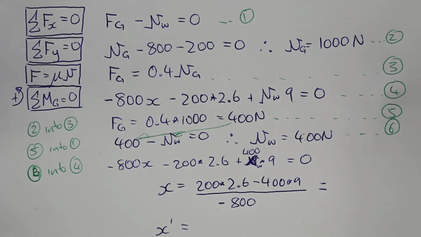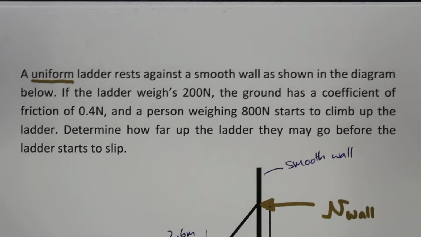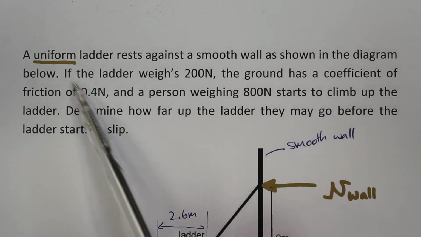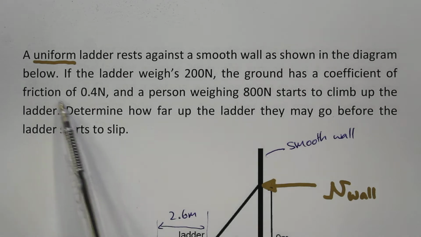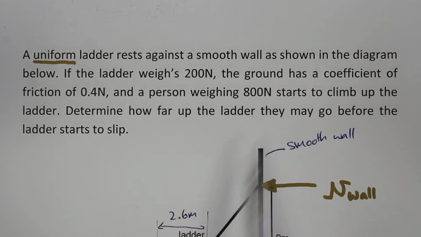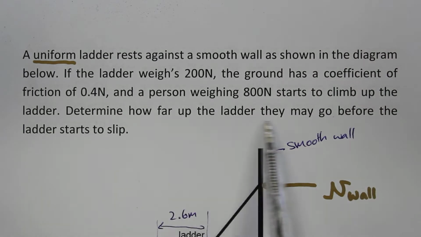Hi guys, this is the second part in a video trying to solve the following question. A uniform ladder rests against a smooth wall as shown in the diagram below. If the ladder weighs 200 newtons, the ground has a coefficient of friction of 0.4, and a person weighing 800 newtons starts to climb up the ladder, determine how far up the ladder they may go before the ladder starts to slip.